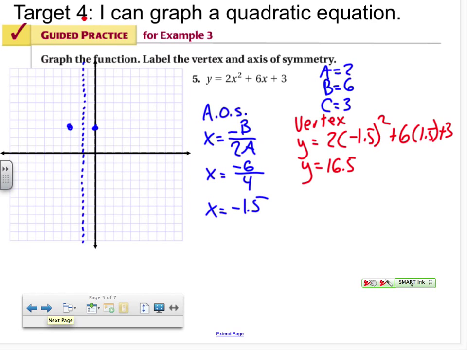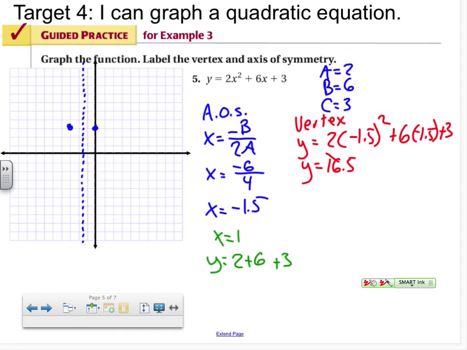Extend the graph. Then pick one more point. I think an easy point to pick would be if x equals 1. Then we can just plug in y equals 2 plus 6 plus 3. 2 plus 6. Oops, I see a mistake. Hope you guys see it too. This should be negative. I'll switch my vertex. That'll make my vertex negative 1.5.